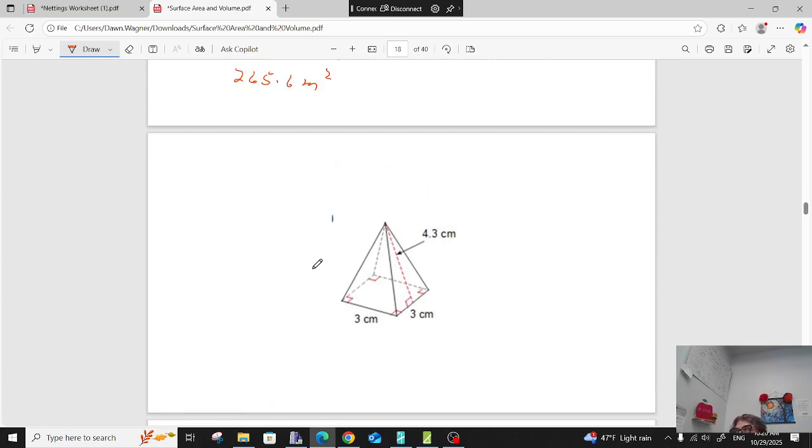You do this one. Then I would start by listing what is my L, what is my P, what is my B.